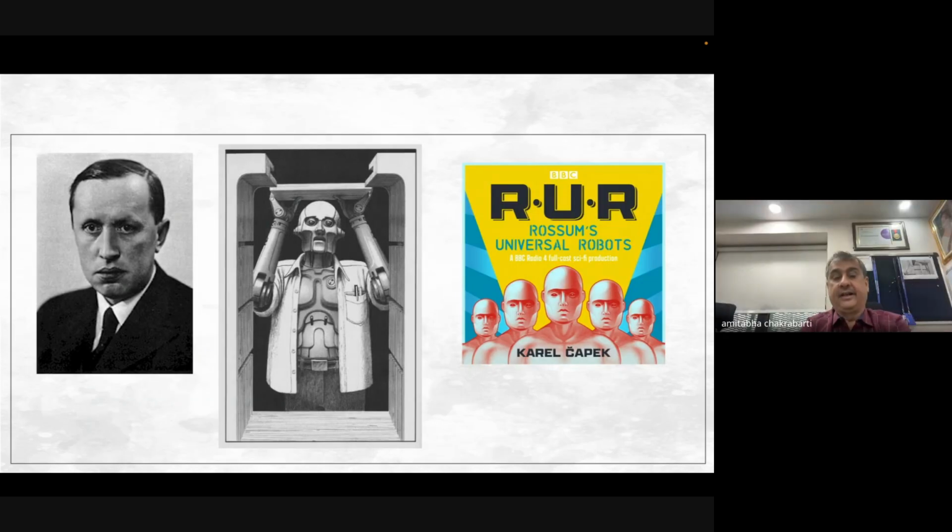This is Karel Capek, a Czechoslovakian playwright, and in his play Rossum's Universal Robots we first find the name robot. Robot in Czech means slave labor. Actually it was his brother Josef who coined the term robota. Robota is robot, slave labor.